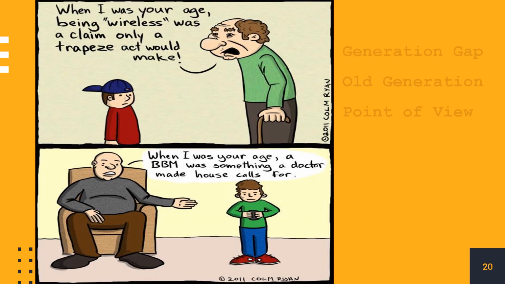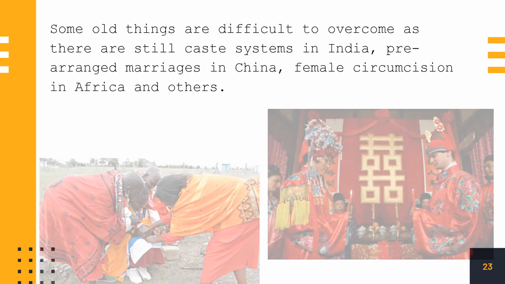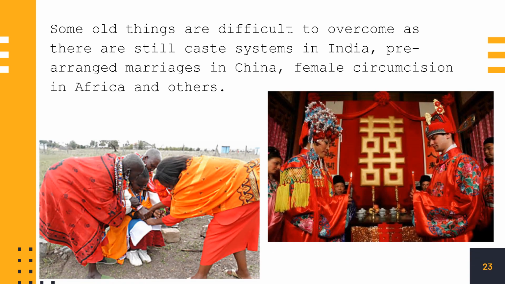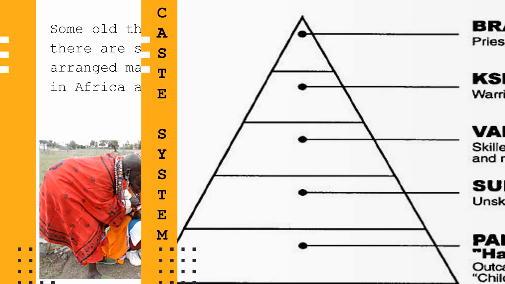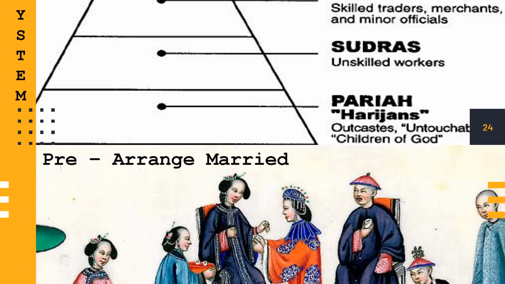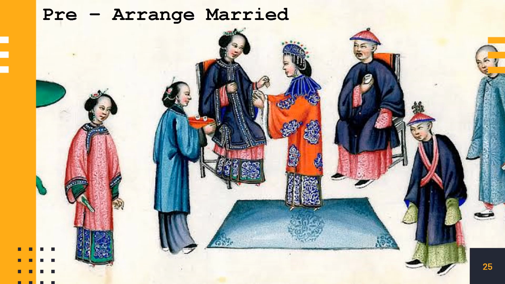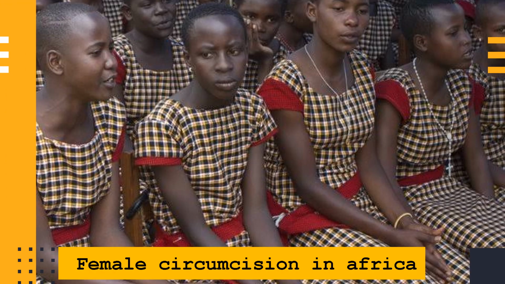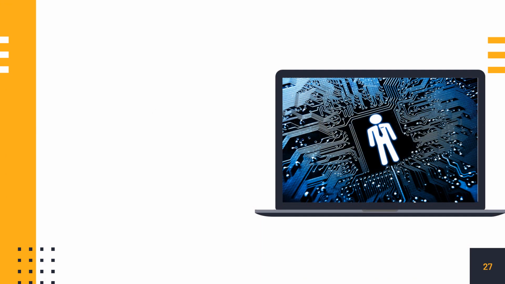Next, the generation gap and the younger generation pictures. Some old things are difficult to overcome as there are still caste systems in India, pre-arranged marriages in China, female circumcision in Africa, and others. And this is the presentation of the caste system in India, pre-arranged marriage in China, and female circumcision in Africa.